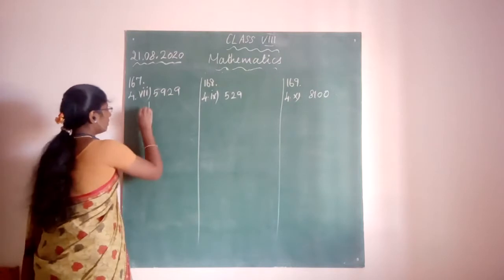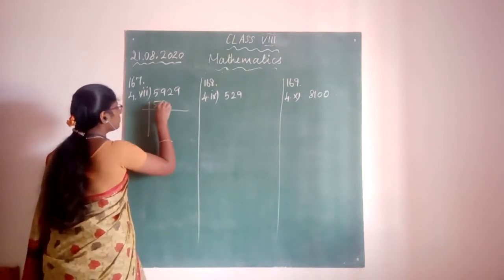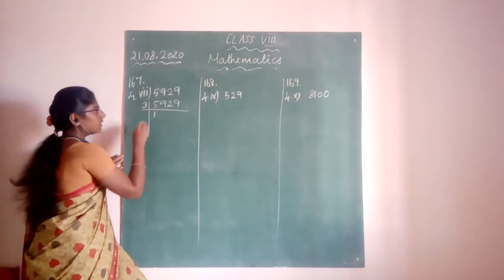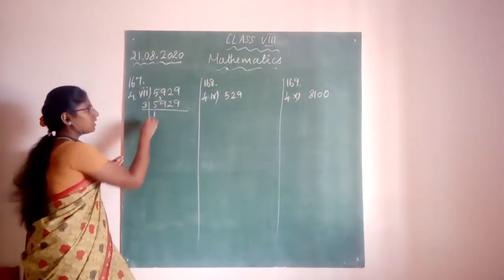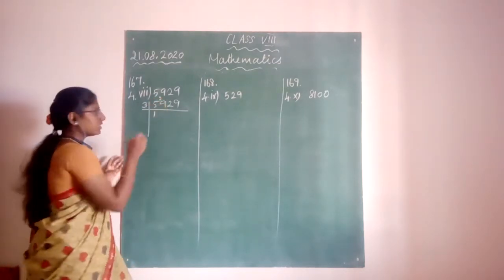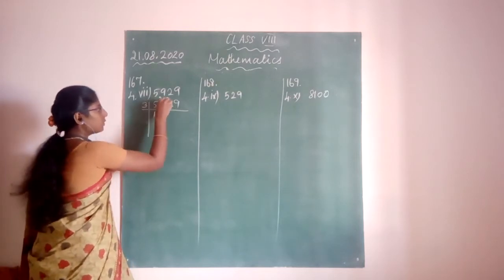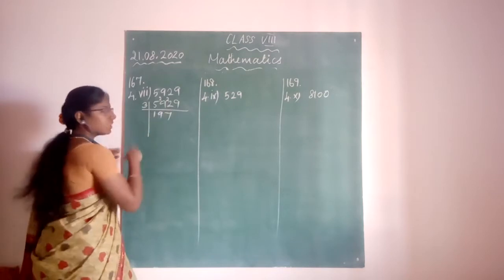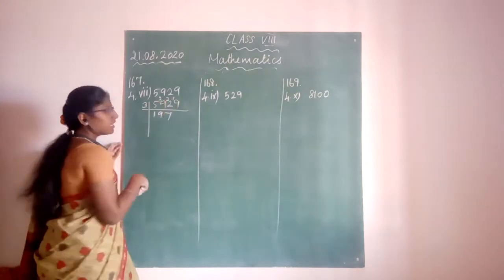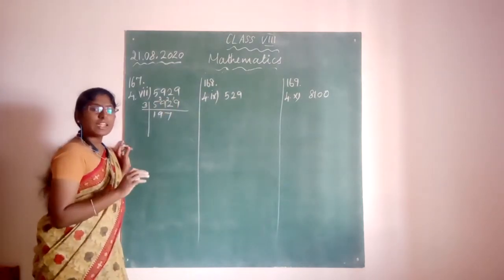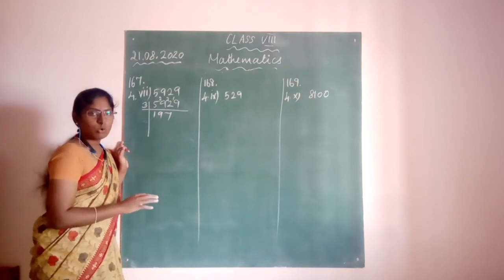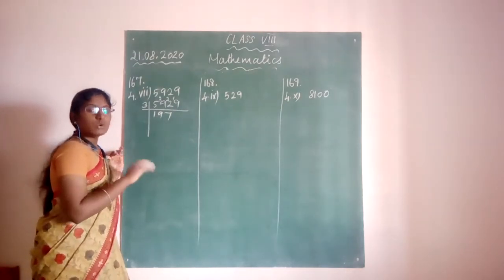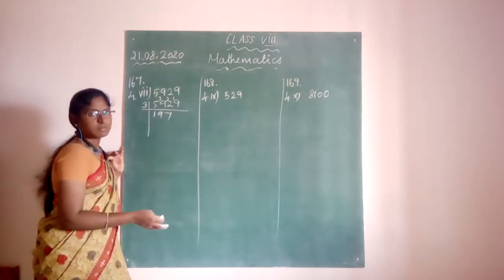5929 is given. Okay, so let us start with the 3 table. 3 ones are 3, 2 is remaining. So 29. 3 nines are 27. Again 2 is remaining, 22. 3 sevens are 21, 1 is remaining, 19. Will 19 come in the 3 table? No. So we cannot take 3. Okay, so go for 7.